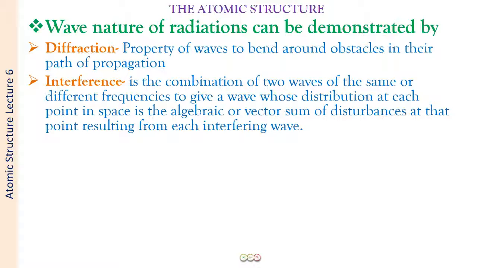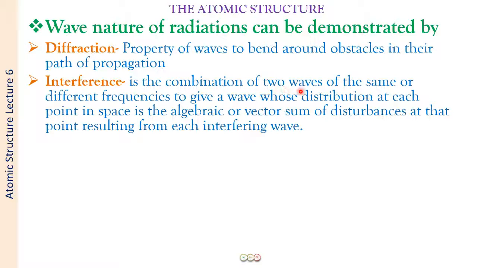So when two waves come near each other, they overlap and produce an interference pattern. What do I mean by interference? That they interfere with each other and produce a completely new pattern. You can see this in water waves, but it is applicable to sound waves and light waves also. So let us see the definition of interference.